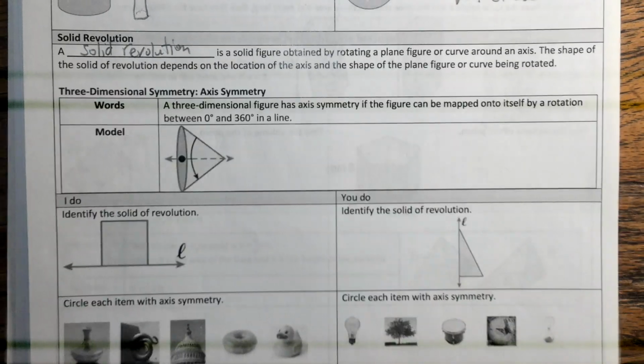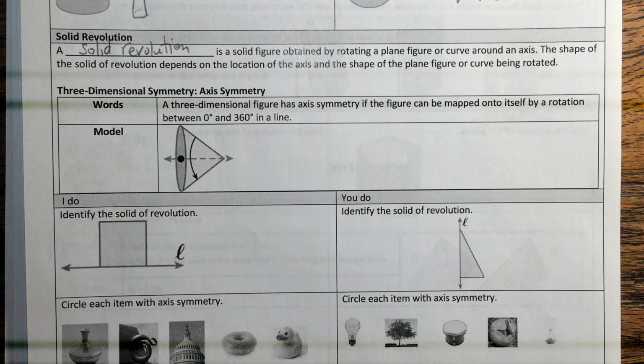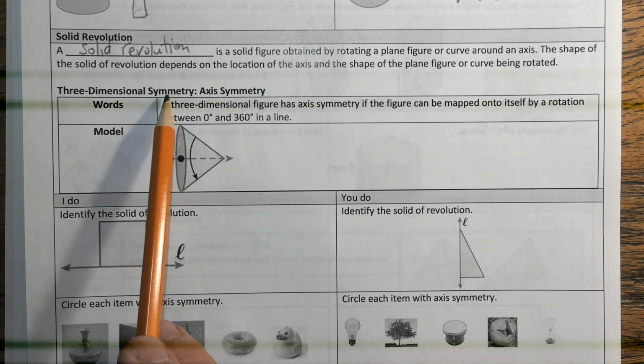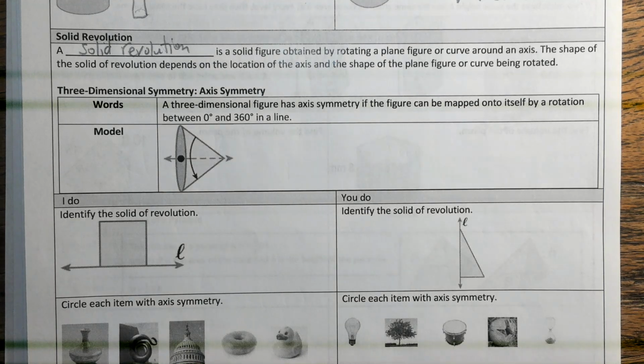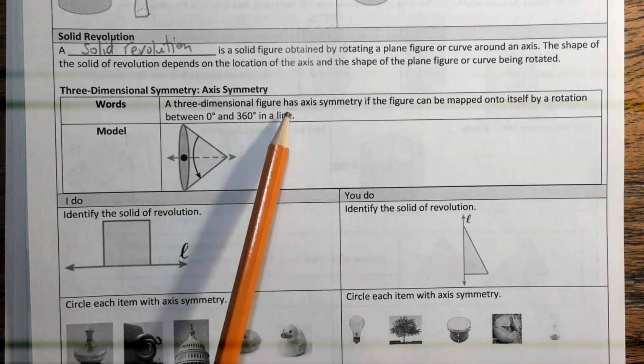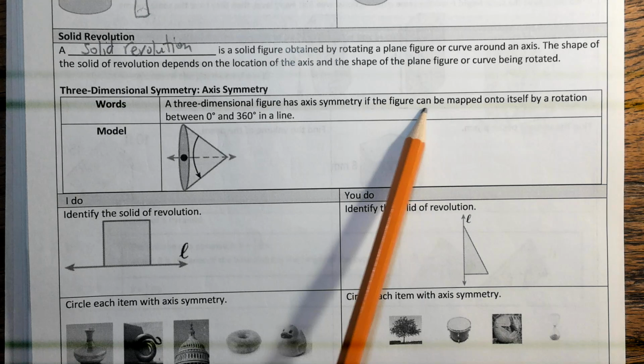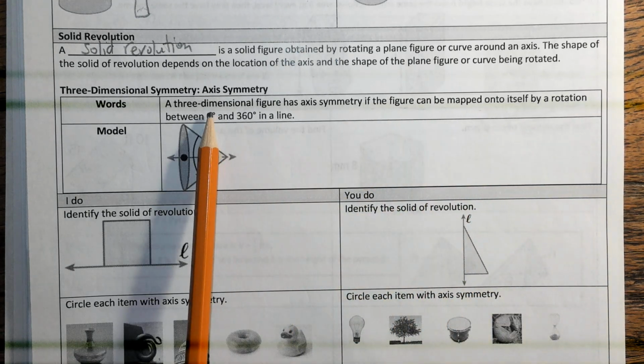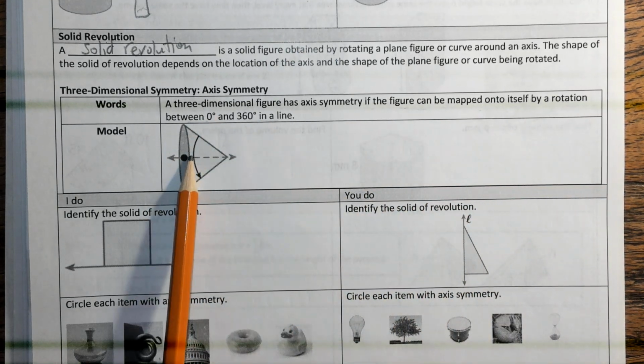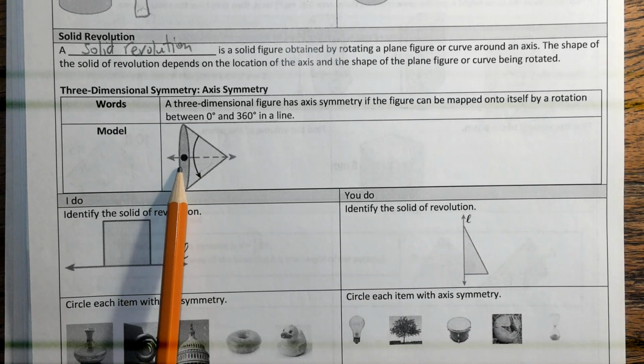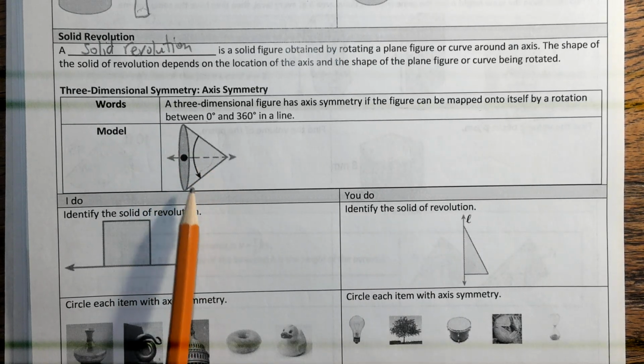All right, a solid of revolution is a solid figure obtained by rotating a plane figure or a curve around an axis. The shape of the solid of revolution depends on the location of the axis and the shape of the plane figure or curve being rotated. So three-dimensional symmetry, axis symmetry. A three-dimensional figure has axis symmetry if we can take that figure and map it onto itself with a rotation of 0 to 360. So you see here, we rotated this around, it's a cone.